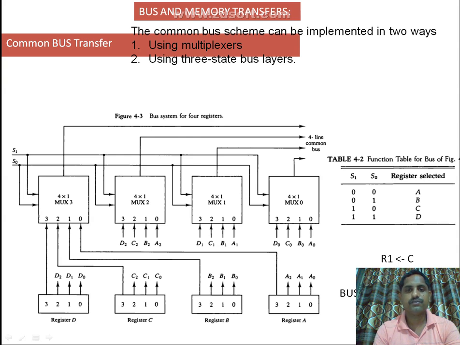The bus for the 4 registers. This is a 4-line common bus. These are the 4 registers. These are the 4x1 multiplexers: multiplexer 0, multiplexer 1, multiplexer 2, and multiplexer 3. These are the select lines S1, S0. For 0 0, register A is selected; S1 S0 equal to 0 1, B is selected; 1 0, C is selected; 1 1, D is selected.